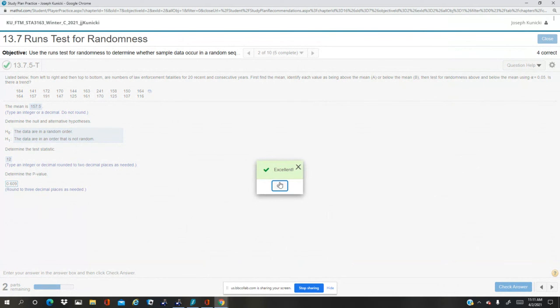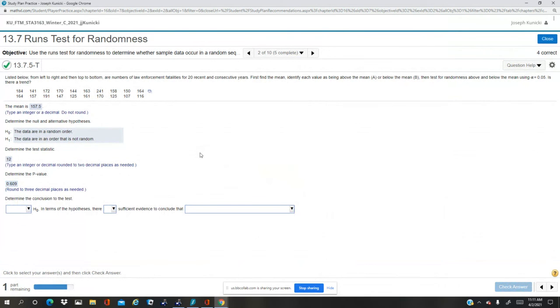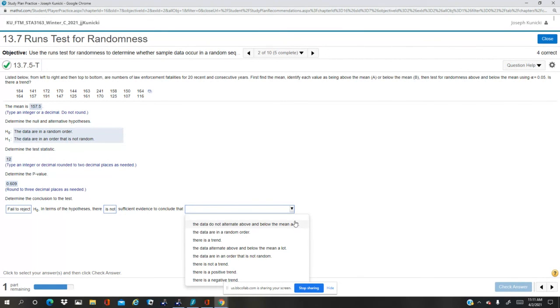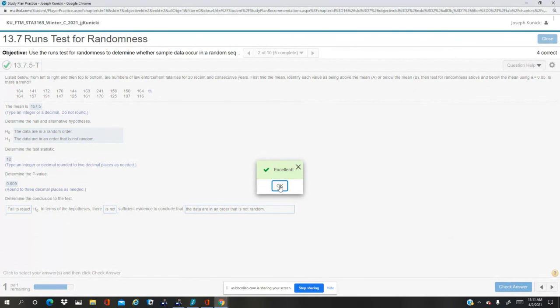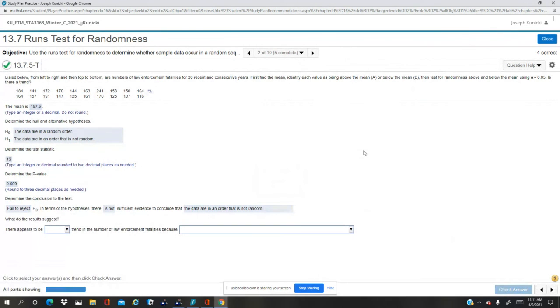Okay. So since the p-value is so high, it's way bigger than 5%, fail to reject. There's not sufficient evidence to conclude that the data are in an order that's not random. We can't accept the alternative. Can't support it.